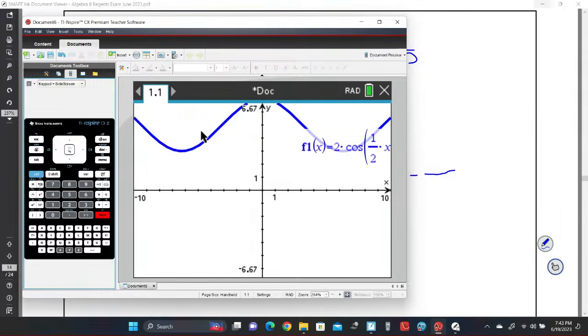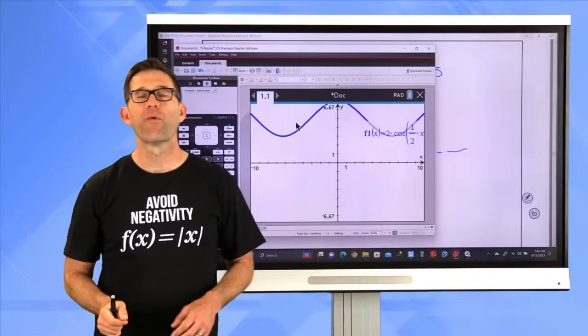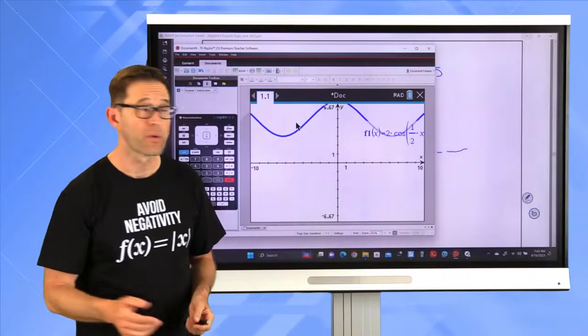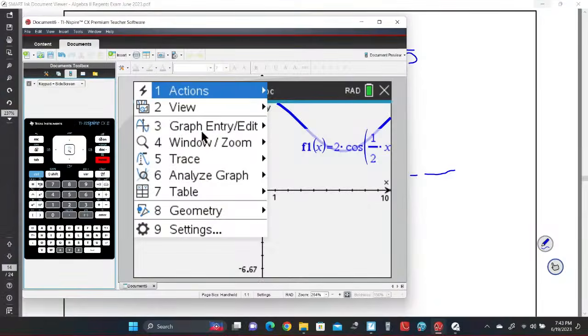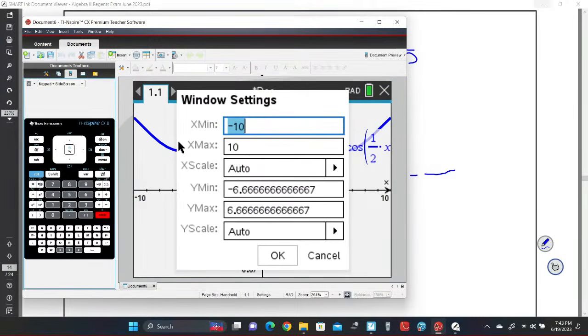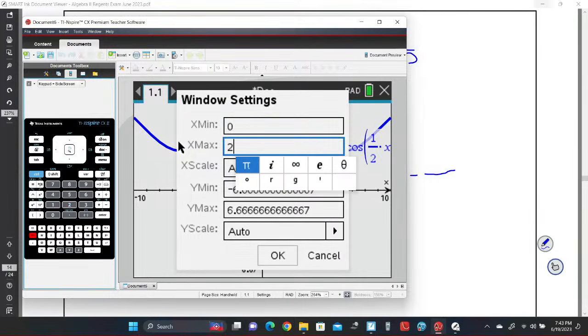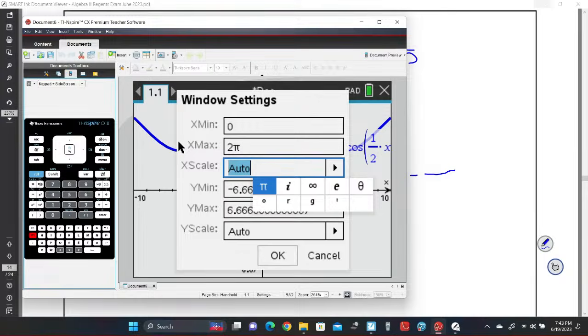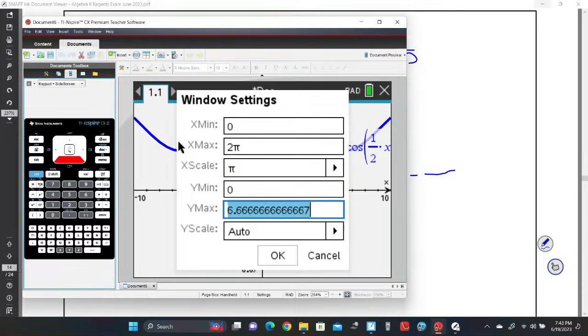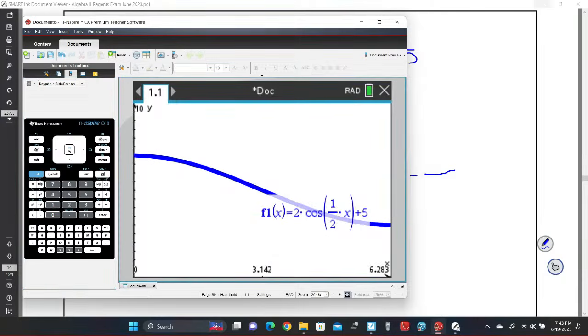All right. Now, it's really critical for me to get the right window here. Okay, so I'm going to go into my menu, down to Window and Window Settings. Specifically, it says to go 0 to 2 pi, and there is absolutely no reason you can't do that. Now, what should my scale be? I could make it auto, but I'd like, personally, for it to go by pi. Or I could maybe even make it go by pi over 2. Now, y min, I'm going to make 0, and y max, I'm going to make 10, because that's my grid, basically. And there it is.